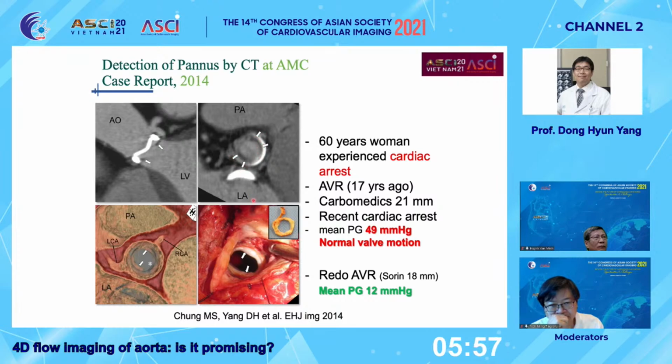At that time, my counterpart clinician, who is an experienced cardiologist, was not convinced by the CT findings. So it was not easy to decide on redo surgery, redo AVR. After a long time of discussion, redo surgery was performed and the subvalvular pannus was removed, and the transvalvular pressure gradient was dramatically decreased.